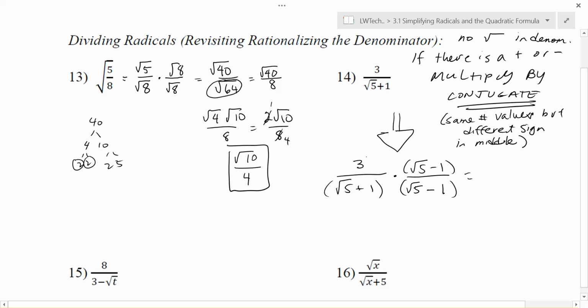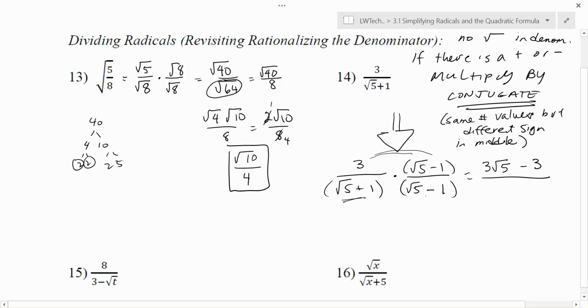On the top, I have 3 times radical 5 minus 1. I'm going to have to distribute that through. So 3 times radical 5 is 3 radical 5 minus 3 times 1, so minus 3 on the top. I'm not worried about the radical 5 that's now in the numerator. I don't care about that. What I'm worried about is the radical in the denominator, which is what I'm trying to get rid of.